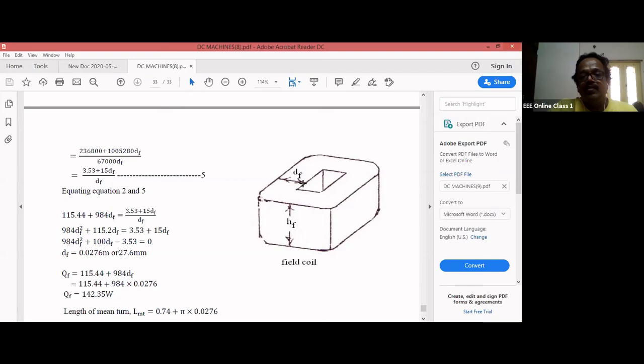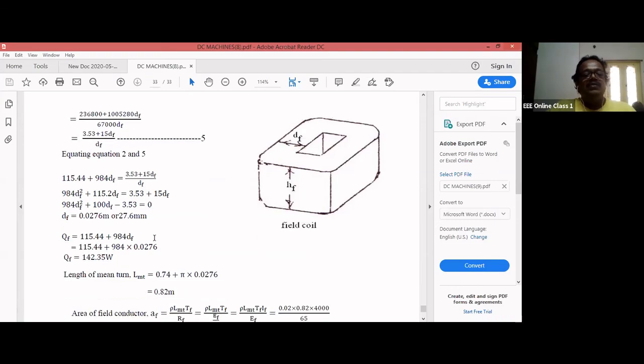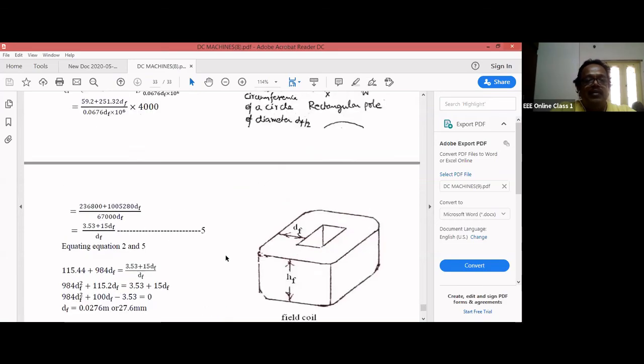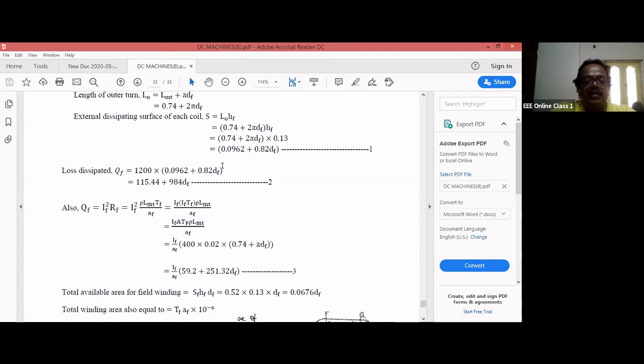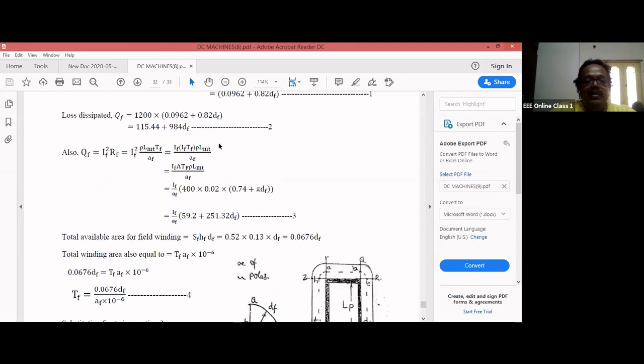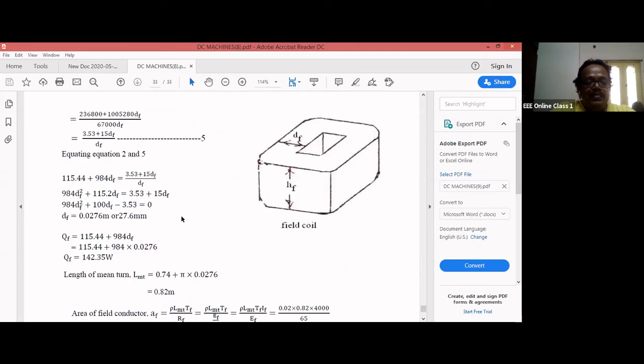So the depth of the winding you have calculated now. What is the depth of the winding? 27.6 mm. Once you know the depth of the winding, you can always calculate the loss dissipated. What is the loss dissipated here? You have a formula there, 1200 watt per meter square into the surface available for dissipation. What do you get here? 115.44 plus 984 DF. Substitute for DF there. What is the loss dissipated? So 142.35 watts.